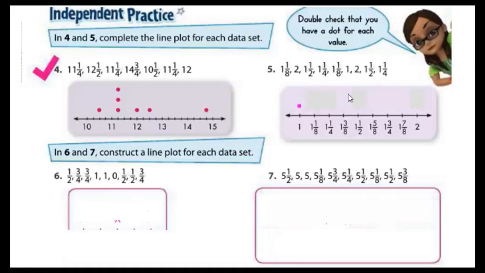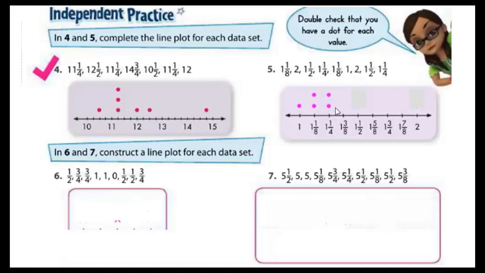Okay. The second value, more than 1, will be 1 and 1 over 8. How many 1 and 1 over 8 do we have in the statement? Count them, please. Here is 1 and here is 2. So I'm going to represent the frequency by 2 dots over 1 and 1/8. The following one will be 1 and 1 over 4. How many do we have in our statement? Just 2. Here is 1 and here is the second one. So I'm going to draw 2 bold dots over 1 and 1/4.